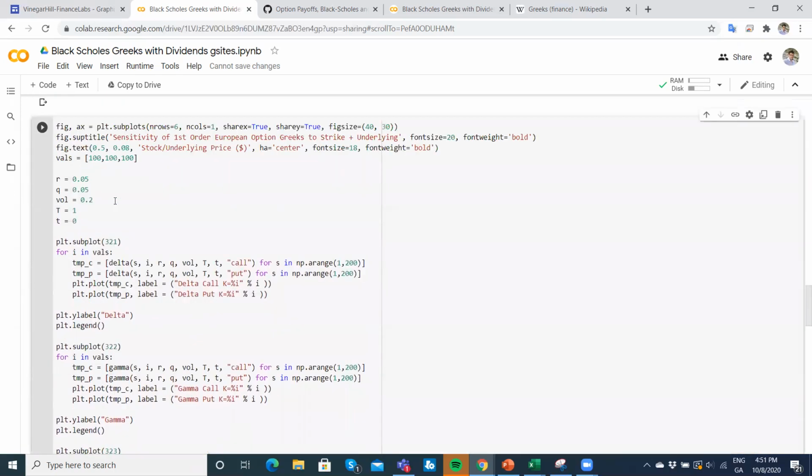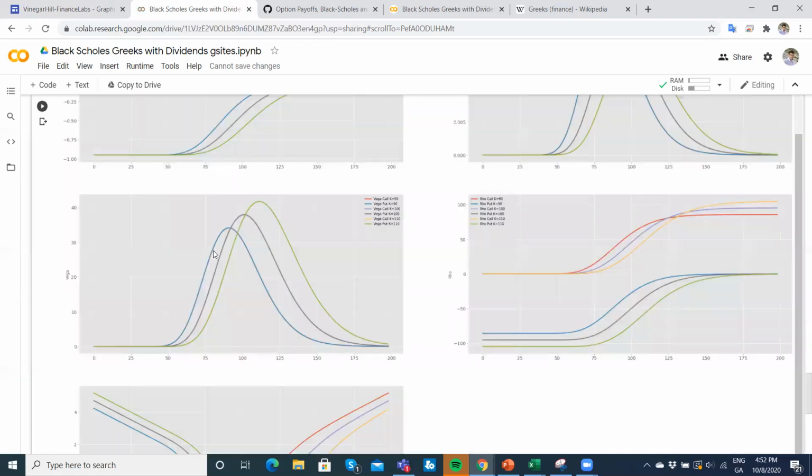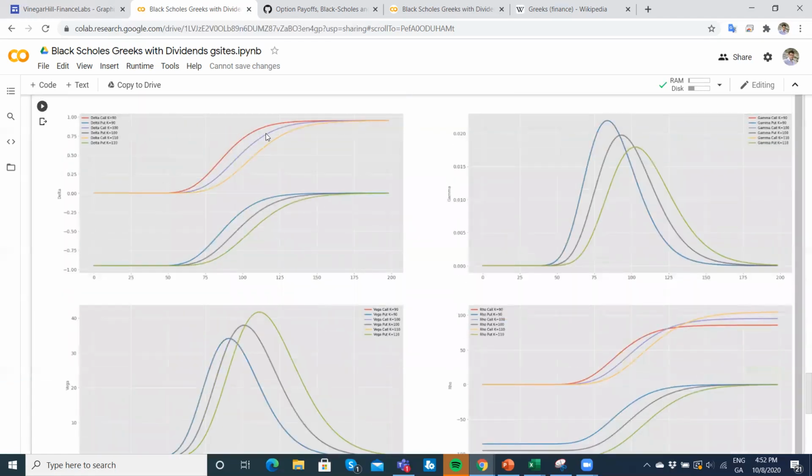Now, if we go back to the original values that Clint had, we could change this to 90, and this to 110. That means we're allowing for 3 different strike prices. Okay, and let's run. And then we get a much richer mosaic. So now we don't have a single delta, we have 3 deltas for the put option, 3 deltas for the call option.